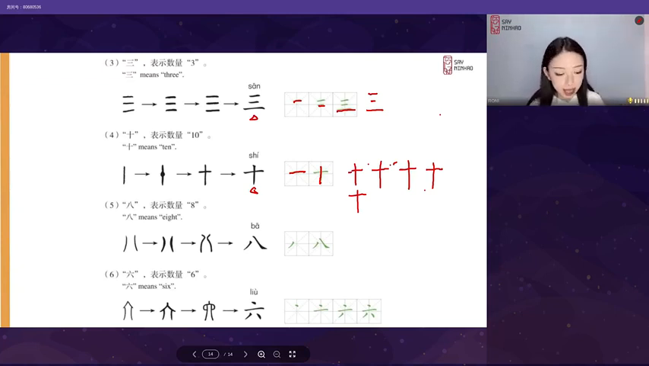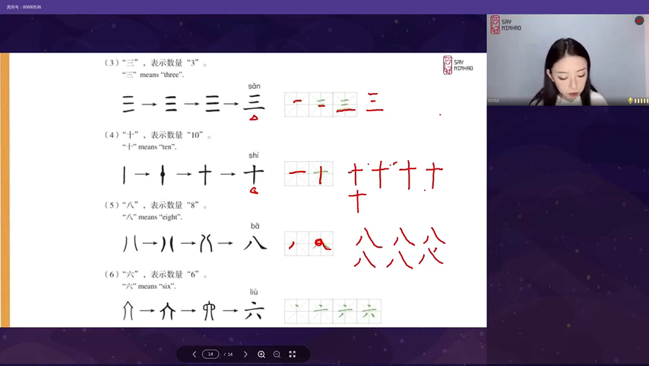Next one is ba. Ba means eight in Chinese. So first, we will write a left falling, right? And then write a right falling. And there is a space between them. Don't forget the space, okay? Now let's try to write it by ourselves. First a short left falling, and then a longer right falling. This is ba, pie, na. Left falling, right falling. Left to right, top to bottom. This is the direction.